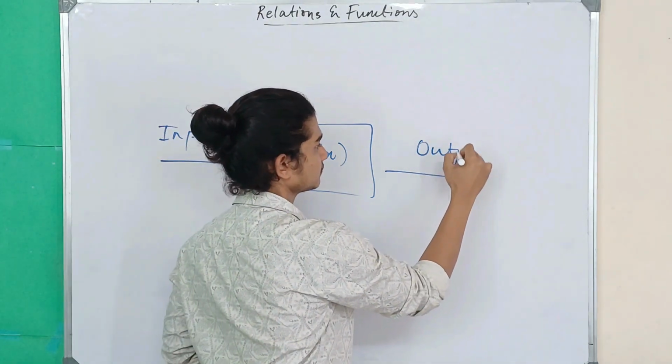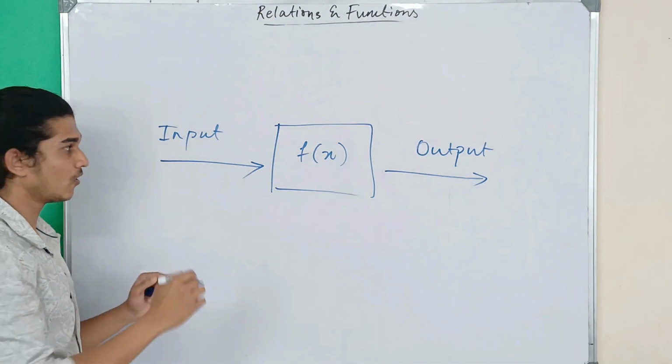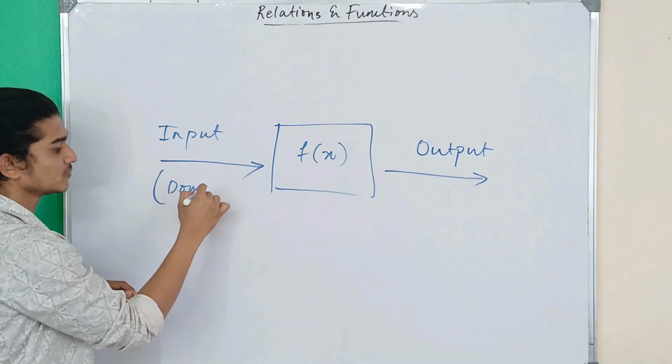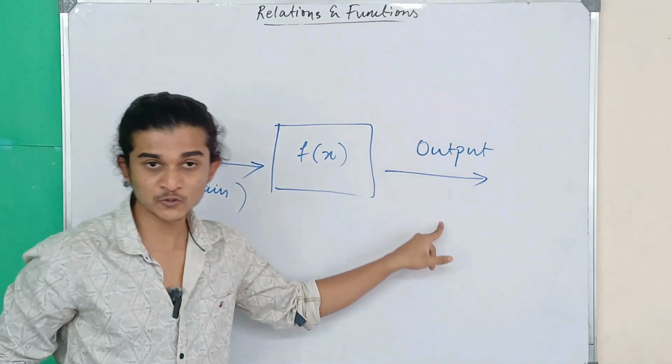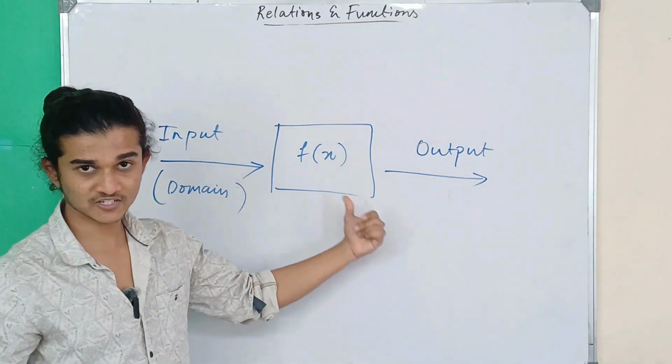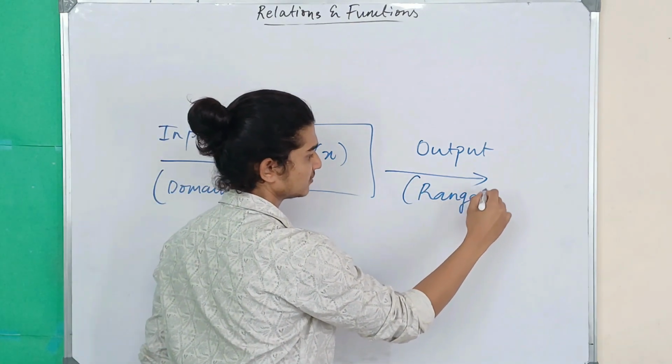So what are all the possible inputs which you can give? Those inputs are called the domain. What are the possible inputs you can give to this function is called the domain. And what are all the possible outputs you can get from the function by processing it? We call it the range. So I hope you have an idea of this.